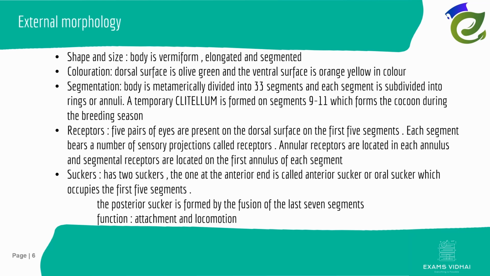As you can see, the leech also has suckers. The sucker located at the anterior end is called the anterior sucker or the oral sucker, which is ventral in position, occupying the first 5 segments, while the posterior sucker is formed by the fusion of the last 7 segments. The anterior sucker majorly helps in feeding, while the posterior and the anterior sucker together help in locomotion and attachment.